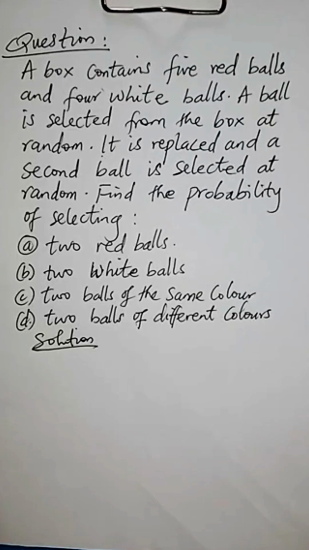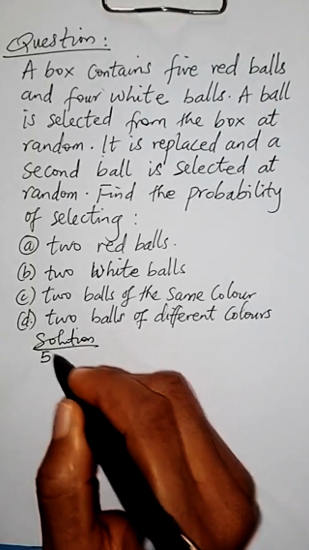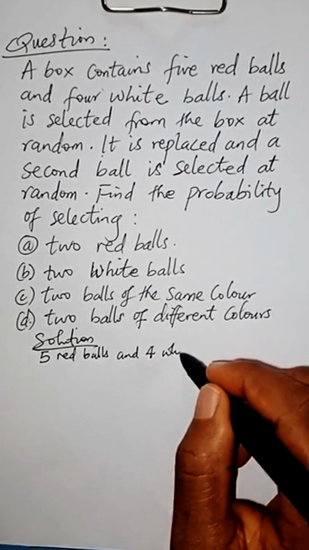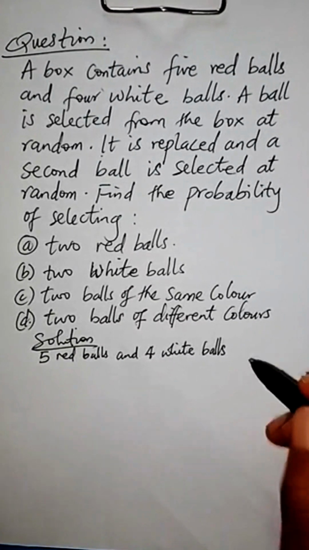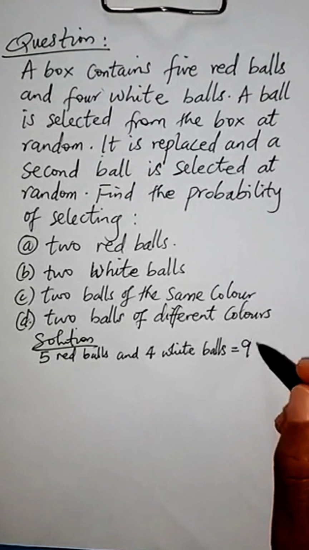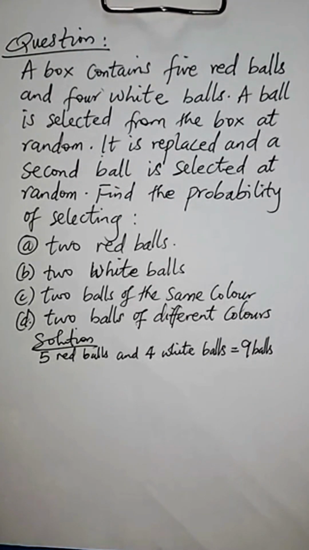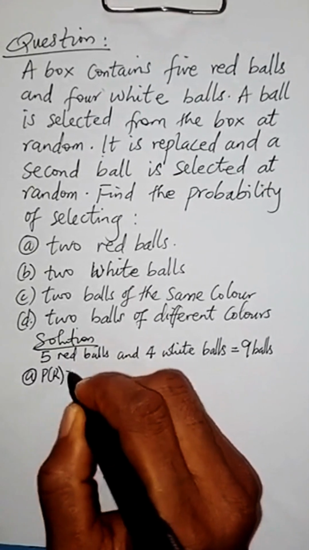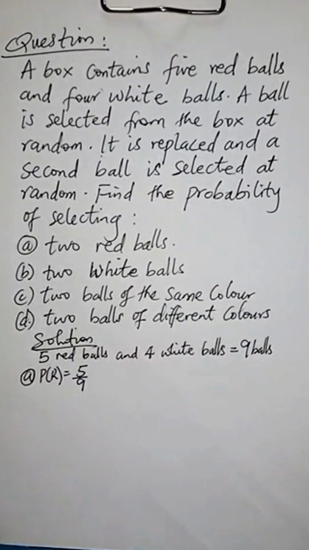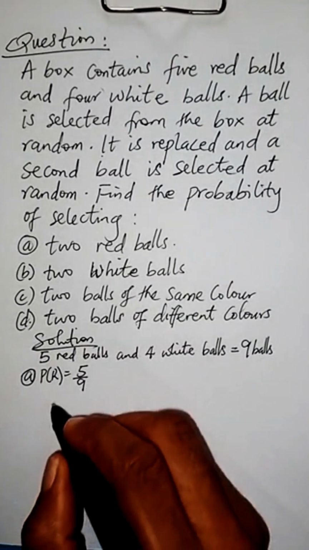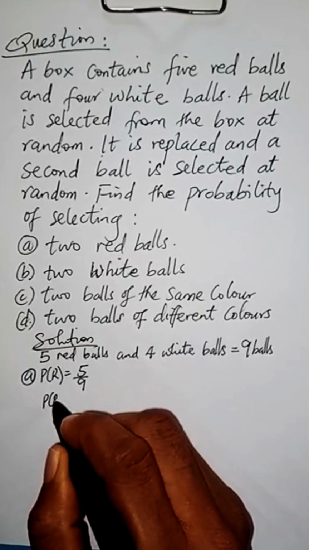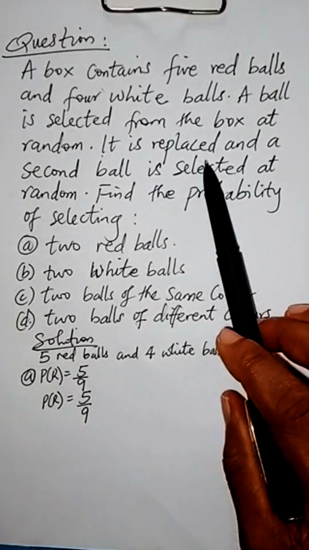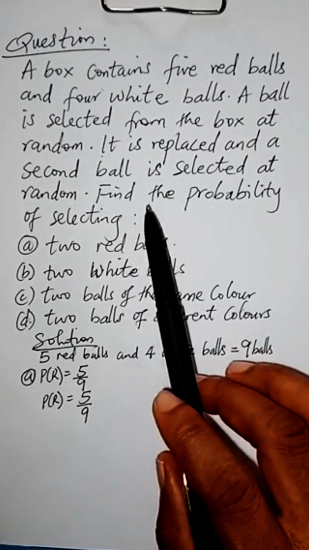Now let's start with the A question. First of all, we have 5 red balls and 4 white balls. So remember that. The total number of balls is 9. Now let's look at the probability of picking 2 red balls, which is the A question. The probability of picking a red ball is 5 out of 9. This is the first picking. And the second picking is also going to be 5 out of 9. Why? Because it was replaced. And the question says there were 2 pickings.